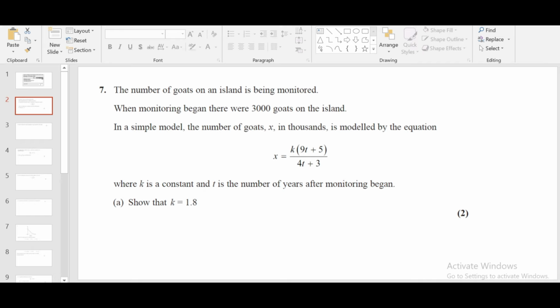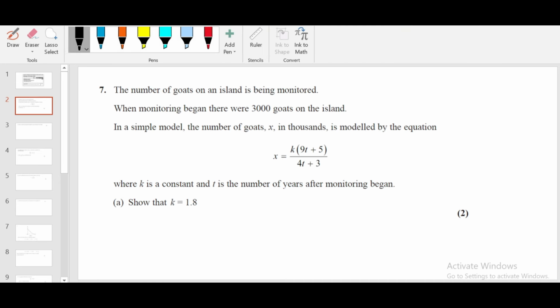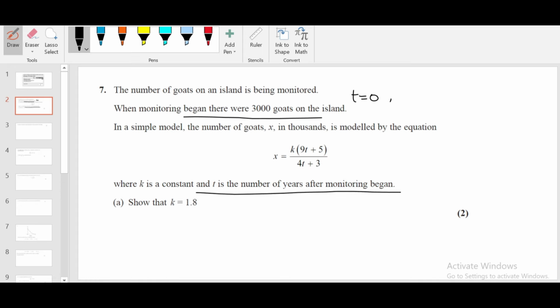The number of goats on an island is being monitored. When monitoring began, there were 3000 goats on the island. So when time is 0, t is the time, the number of years after monitoring began, and X is the number of goats in thousands, so X was 3. In a simple model, the number of goats X in thousands is modeled by this equation, where K is a constant and t is the number of years after monitoring began.